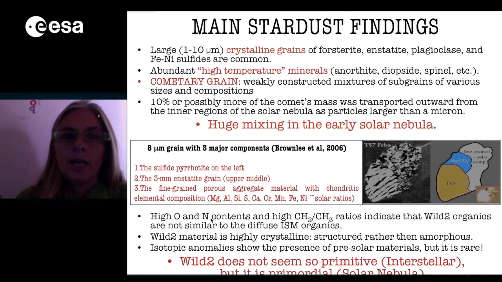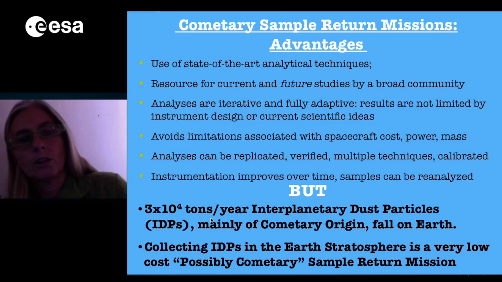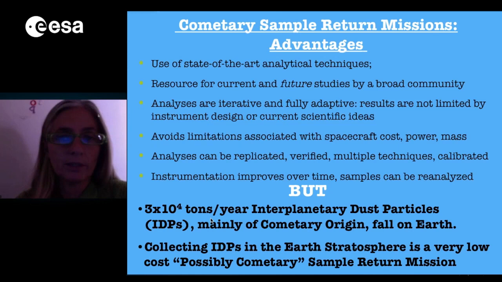Now, coming to the resemblance with our mission, what are the advantages? Of course, we can use state-of-the-art analytical techniques that are also improving year by year, but the samples are always there and available to be analyzed with improved analytical techniques. A resource for current and future studies by a broad community. Of course, the samples, as happened for Stardust, can be distributed all around the world and studied by a very broad scientific community. The analyses are iterative and fully adaptive, so the results are not limited by instrument design or current scientific ideas. And it avoids limitations associated with spacecraft cost, power, and mass because the measurement analyses are performed on Earth. Analysis can be replicated, verified with multiple techniques and calibrated. And instrumentation, as I said, improves over time, so the samples can be reanalyzed.